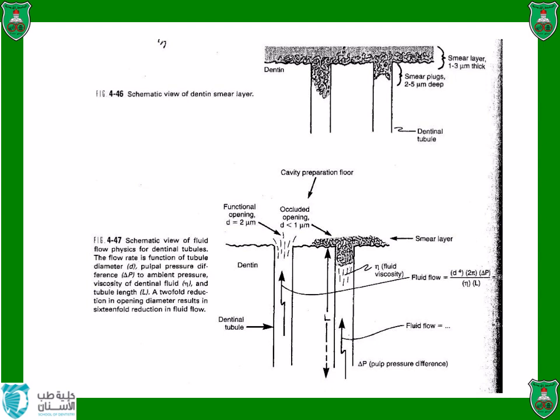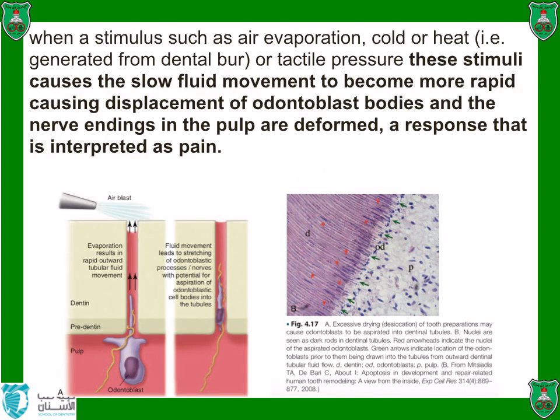Sorry. Now let's see some other explanation for this theory. Now again, in this schematic view, it shows you that any stimuli like air evaporation, cold, heat, tactile pressure, all those stimuli can cause the normal slow fluid movement to become more rapid, which causes displacement of the odontoblast bodies, as you see in this picture. And the nerve ending that is close to the odontoblast will be deformed and this will be interpreted as a pain for the patient.